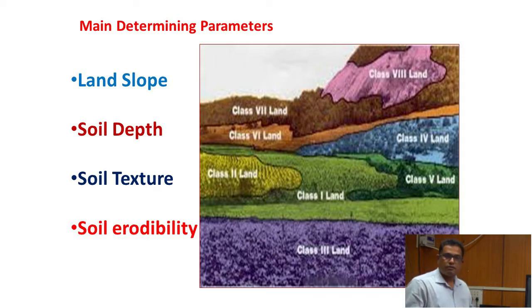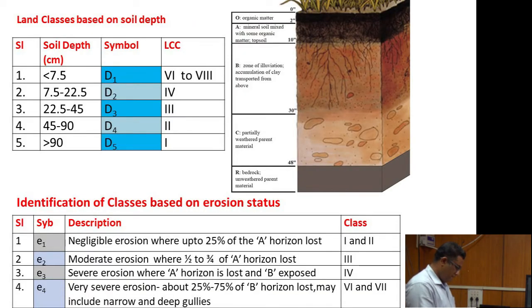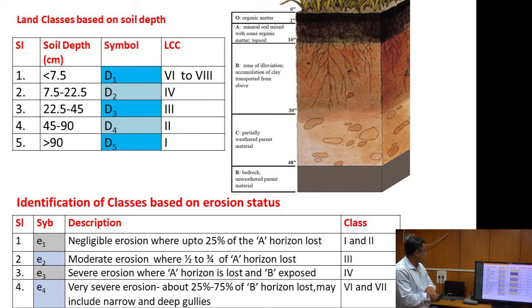Now these are the parameters we are going to explain. Please pay attention to this. First is the land capability class based on soil texture. We have already discussed four things: texture, land slope, soil depth, and soil erodibility or erosion status. According to this LCC, or land capability classification, the textural class could be sandy, loamy sand, sandy loam, silty loam, silt soil, sandy clay loam, silty clay loam, clay loam, silty clay or clay. These are the different combinations.